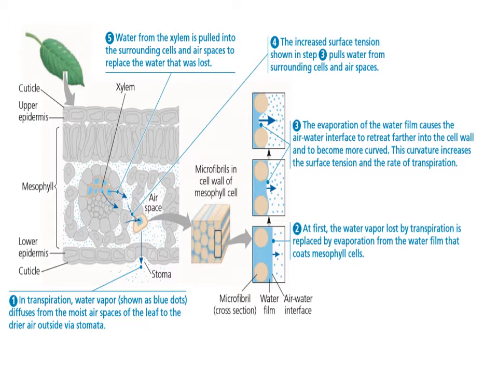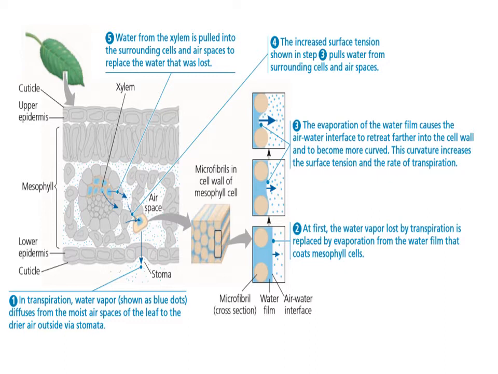In the second step, water vapor lost by transpiration is replaced by evaporation from the water film that coats mesophyll cells. In the third step, the evaporation of the water film causes the air-water interface to retreat farther into the cell wall and to become more curved. The curvature increases the surface tension and the rate of transpiration. In the fourth step, the increased surface tension shown in step 3 pulls water from surrounding cells and air spaces.